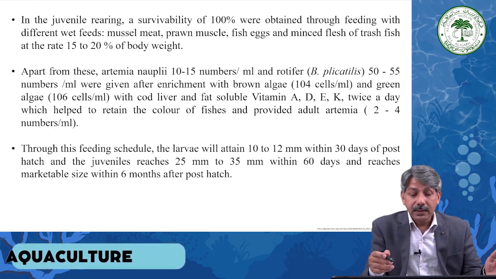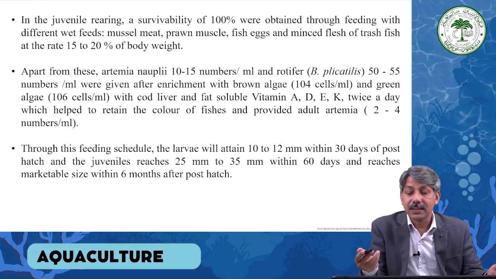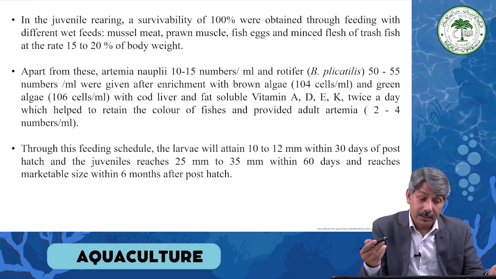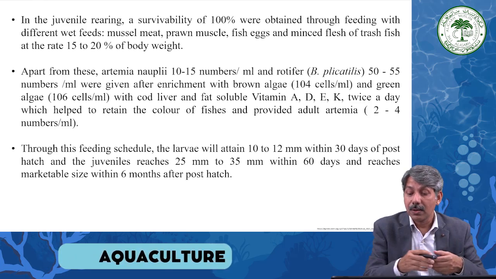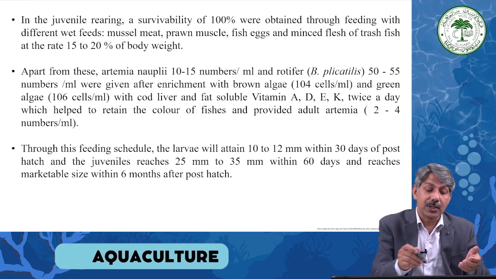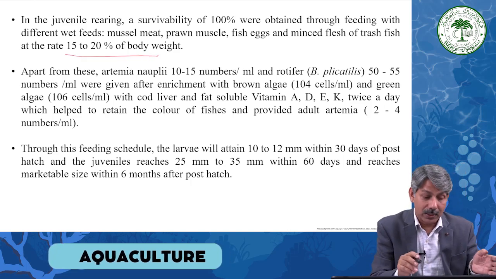In the juvenile rearing, survival rate of 100% can be obtained through feeding with different wet feeds: mussel meat, prawn, mussel, fish eggs and minced flesh of trash fish at the rate of 15 to 20% of the body weight. That gives quite good result.